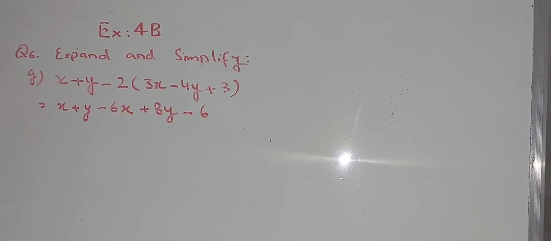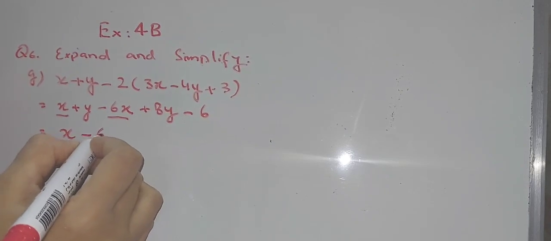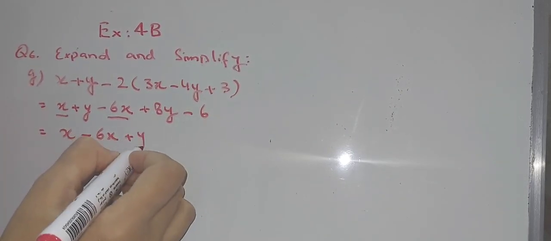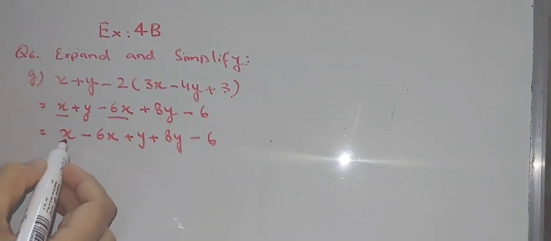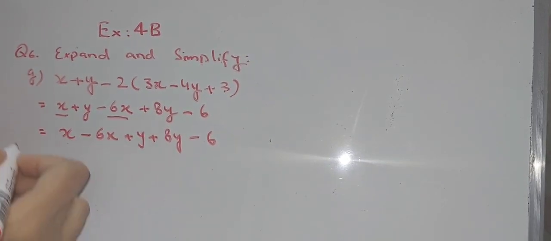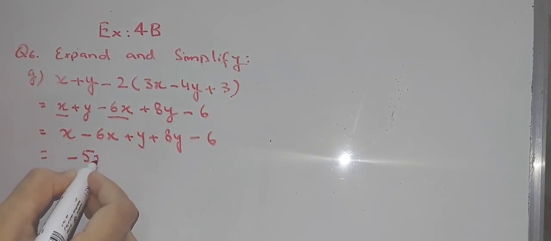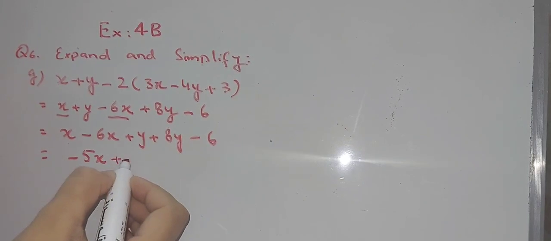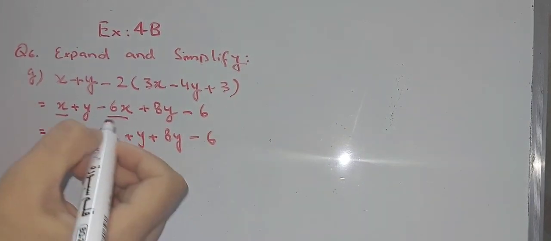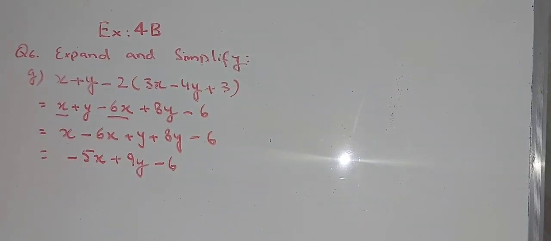Now we have to arrange the like terms, x and minus 6x. So x minus 6x, then plus y, and then plus 8y, and then minus 6. So x minus 6x means 6 minus 1 is equal to what? Minus 5x. Plus minus minus, and the sign of the bigger number will come, minus 5x. Plus y plus 8y, so 8y plus y is equal to 9y, and minus 6 will come as it is. So this is the solution for part G.